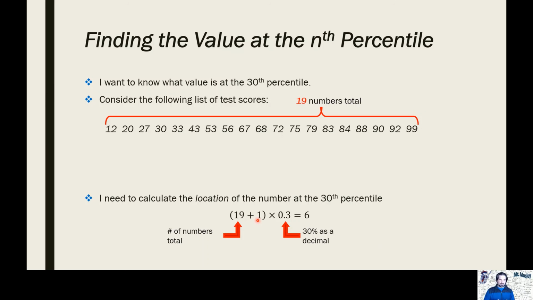If there are 19 numbers total, it's impossible for someone to score better than everyone in the class, because you can't score better than yourself. So to ensure that we're not miscalculating and saying that someone did better than themselves, we have to add the 1 to make it so there's one extra value, so to say, that no one is better than. So that's why we have to add the 1 every time. And that gives us the 6. 6 is the location of the value at the 30th percentile, which means we count 1, 2, 3, 4, 5, 6, and a 43 is at the 30th percentile.